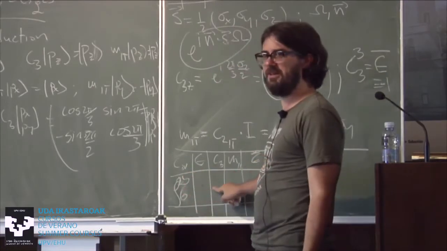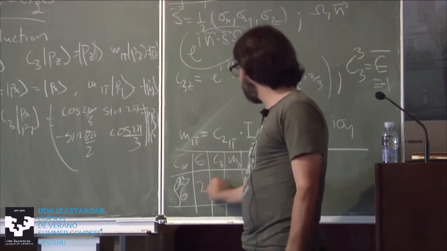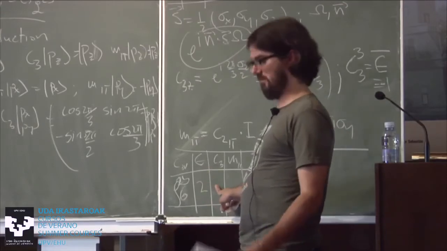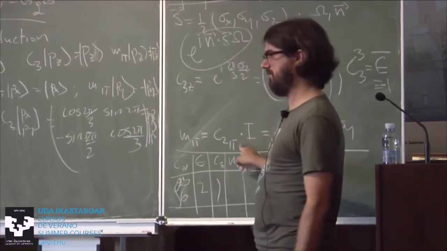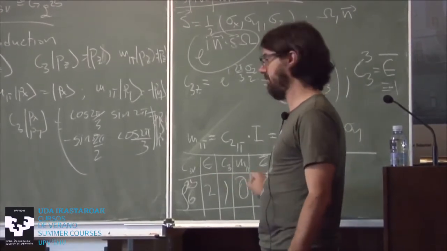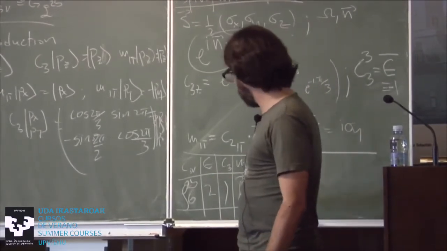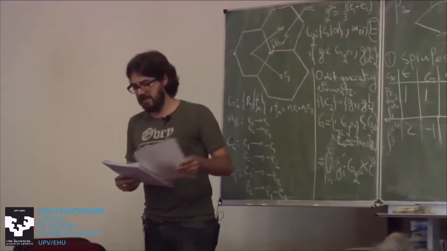What are the characters here? 2, 1, and -2. Always this will have the opposite character of this. This is one representation. And we will need for later the other representation.